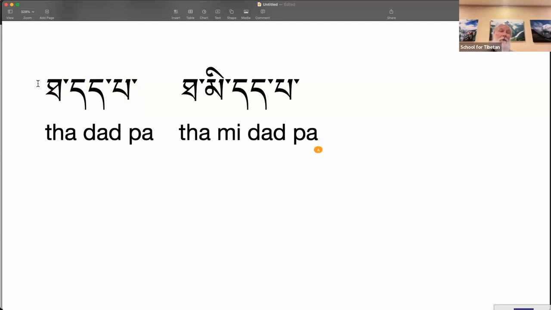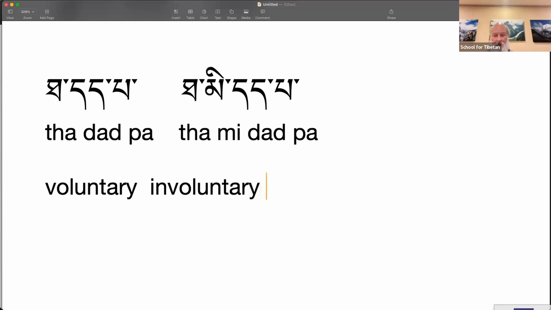Particularly on top of that, we have another couple of opposites that I will not say in Tibetan, because it is a recent category, so to say, and it is voluntary and involuntary verbs. No?